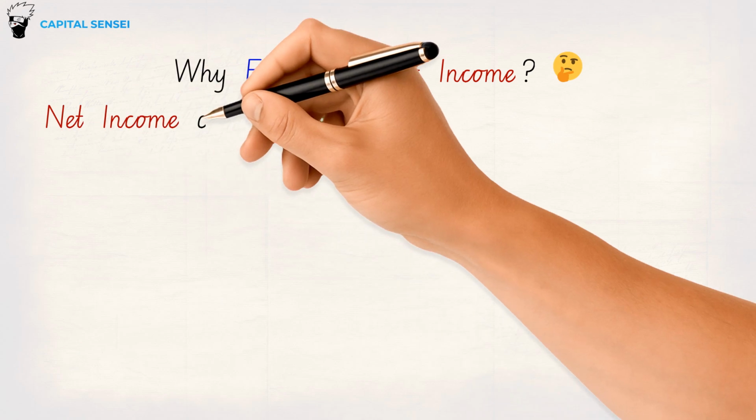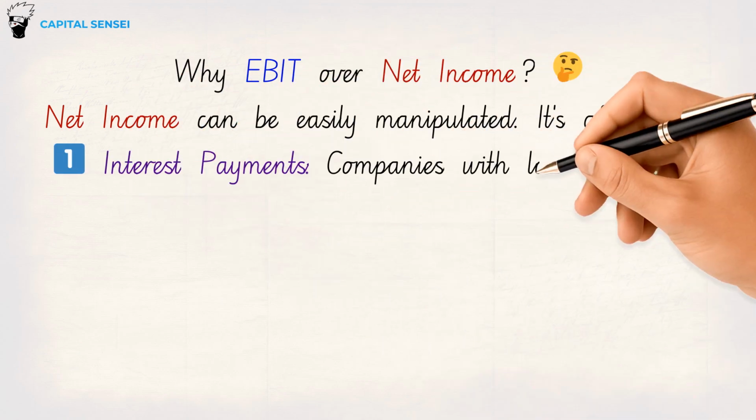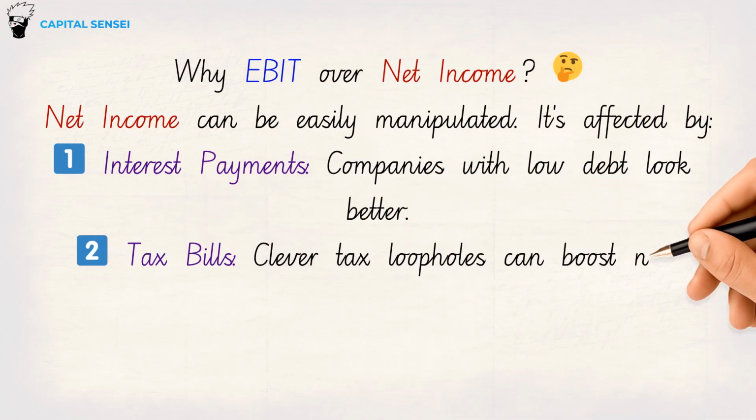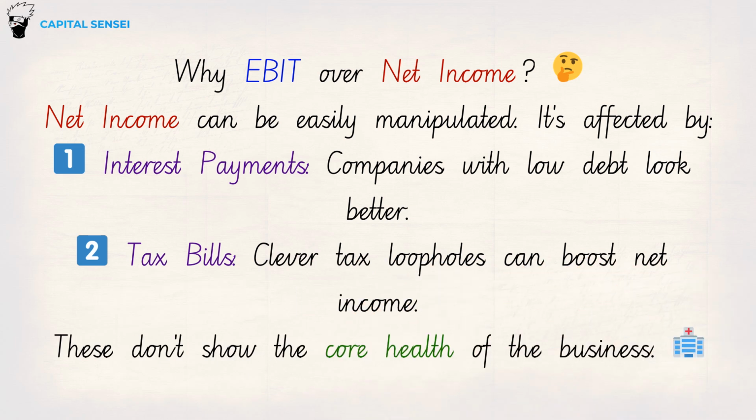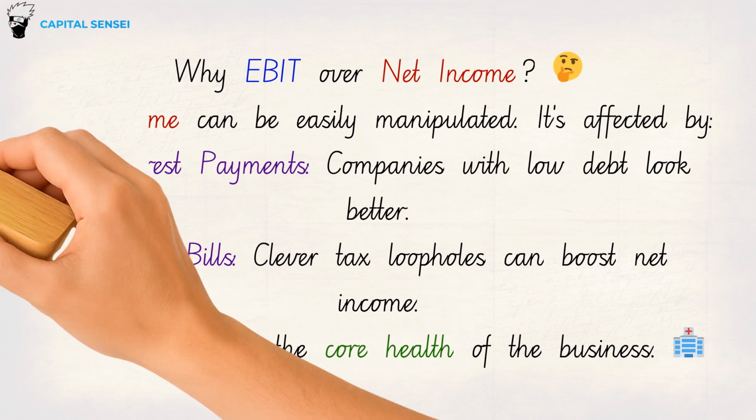Why the difference? Because net income can be easily manipulated. Think about it. Net income is what's left after you subtract interest payments on debt and the company's tax bill. A company with very little debt will have low interest payments, making its net income look higher. A company that uses clever accounting and tax loopholes might pay a very low tax rate, also boosting its net income. These things don't tell you much about the core health of the actual business operations.